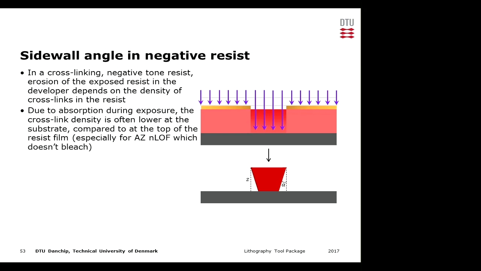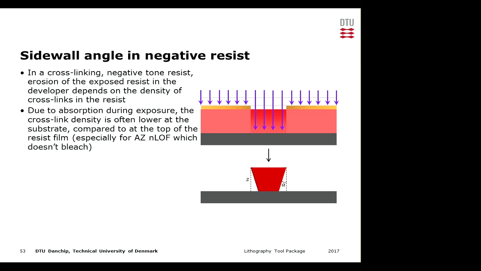So if it's a negative tone resist that cross-links, then the rate at which the cross-linked areas are dissolved in the developer depends on the cross-link density. So if it's cross-linked to a very hard material, it doesn't dissolve at all. But if it's only partially cross-linked, it still has a finite development rate.